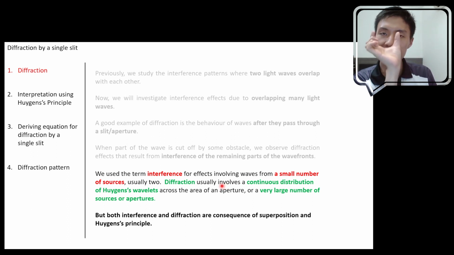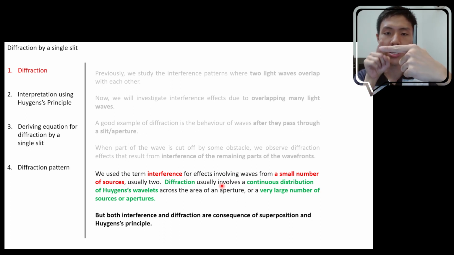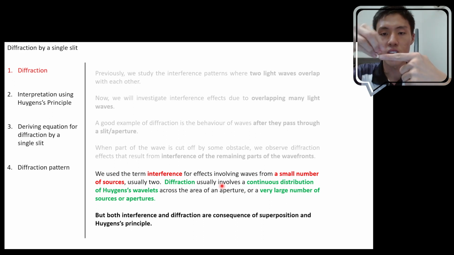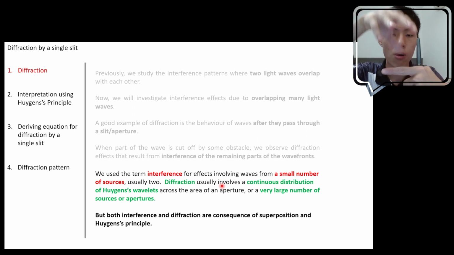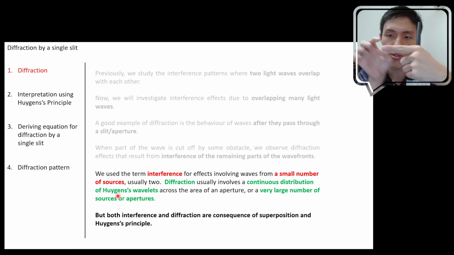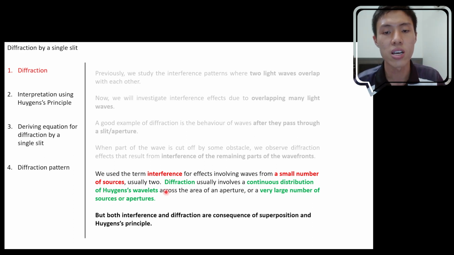So basically in the slit, there's a wavefront passing through it, right? Based on Huygens principle, you know that every point on that wavefront will be a source of secondary wavelets. So there will be secondary wavelets coming out from all points on the wavefront. So this is the continuous distribution of Huygens wavelets that they're talking about. This small wavefront over here, every point will act as a source for Huygens wavelets. So it's a continuous distribution of Huygens wavelets across the area of an aperture, or a very large number of sources or apertures. So there are many waves overlapping with each other.